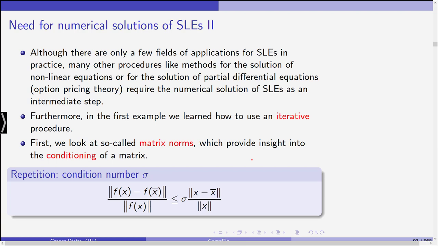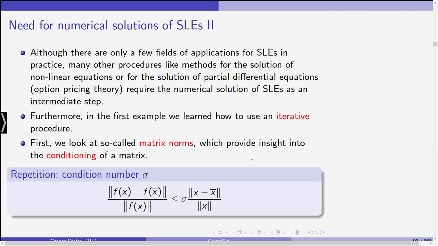Actually, I have to admit that there are few fields of applications for SLEs in practice. There are some applications in supply chain management where you need very large systems of linear equations. But here in finance, we usually see those linear equations pop up somewhere in between, for example, in option pricing theory. If you dig deeper into some methods in option pricing, you suddenly see that you need to solve a system of linear equations numerically. And in that case, you need to do this efficiently. You need to do this with a usually small error and in an acceptable amount of time.